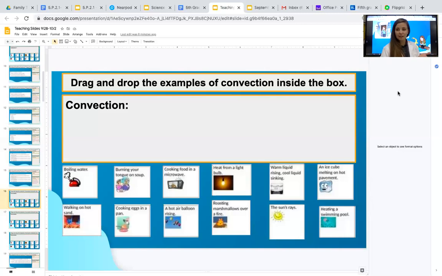Which of these is an example of convection: heating and rising, cooling and falling, heating and rising, cooling and falling?